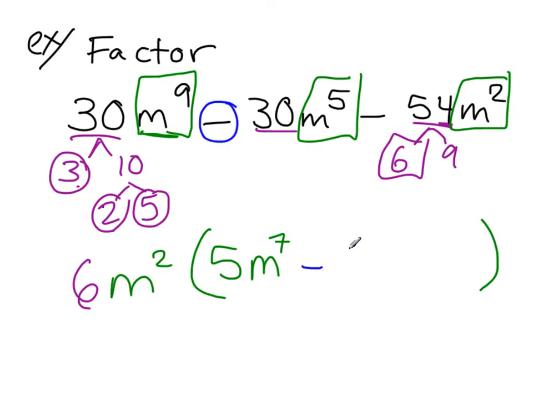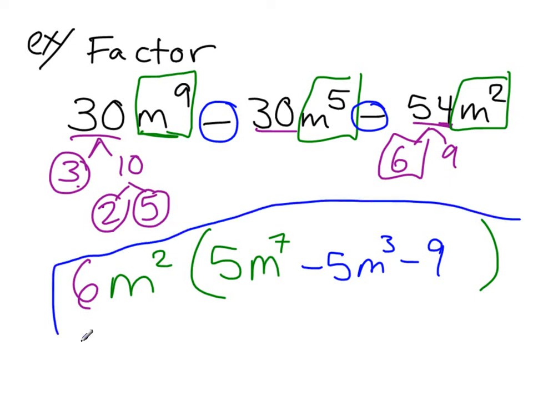6 times 5 gets us 30. We have m squared, we want m to the 5th, so we need 3 more m's. Minus again. 6 times 9 gets us 54. And we already have m squared, so we don't need it. And now we're done. And that's all for now.